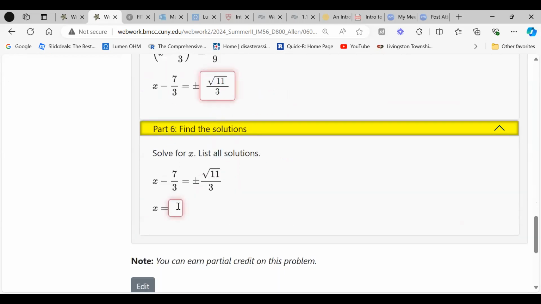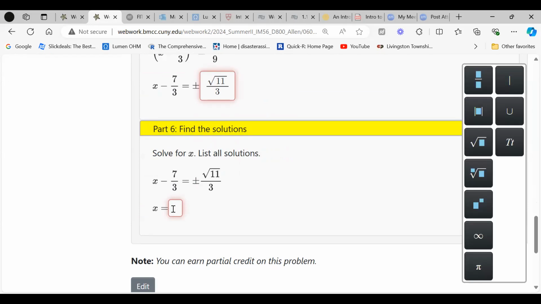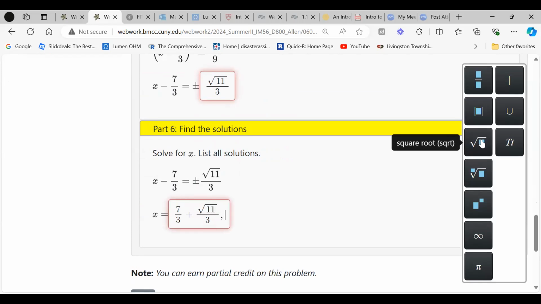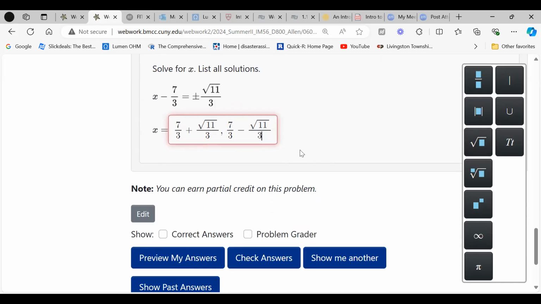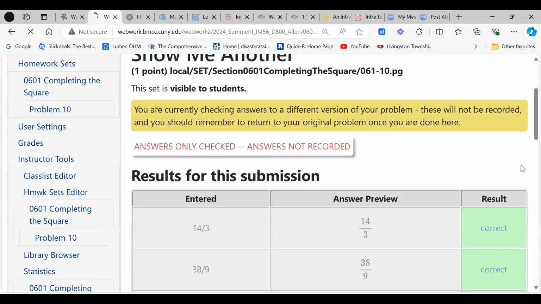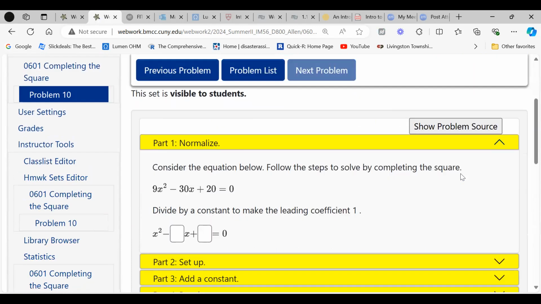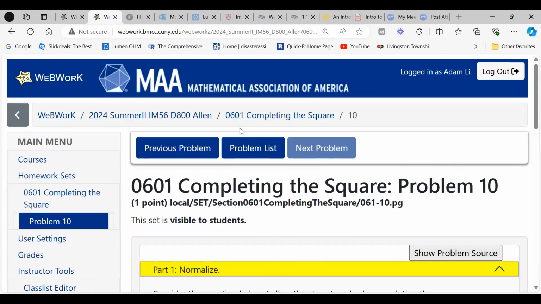And eventually we come out with two solutions. 7 over 3 adding the square root of 11 over 3, and the second answer, 7 over 3 minus radical 11 over 3. Okay, so that would be the correct answer for that question. Yeah, so that's pretty much everything in this section.